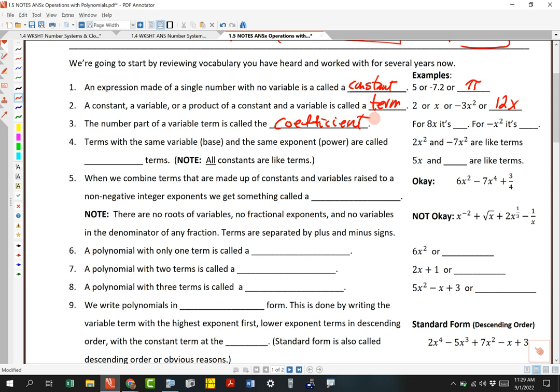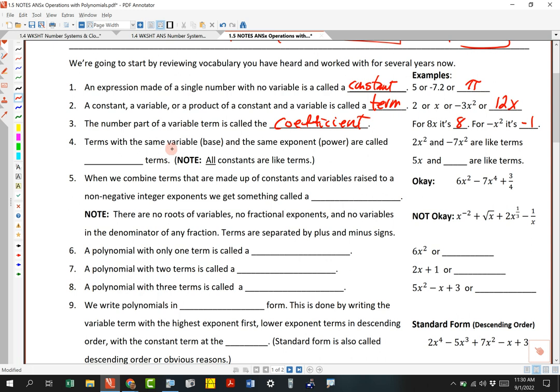Coefficient. So I've got the definitions or the explanations over here and then the examples on this side. So for 8x, the coefficient is 8. For negative x squared, what's the coefficient? Sai? It's negative 1. Okay, understood to be negative 1 there.